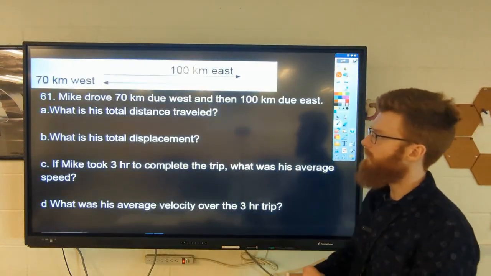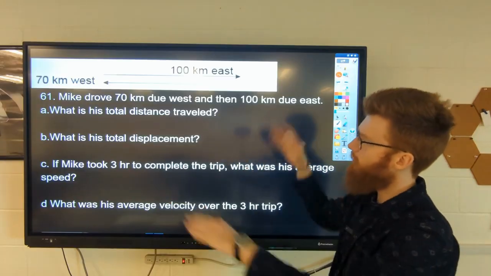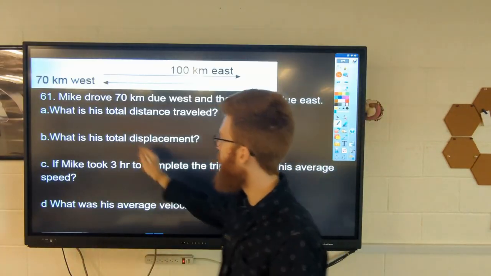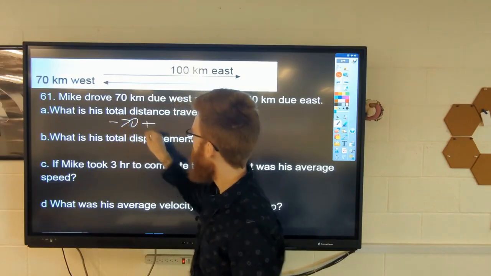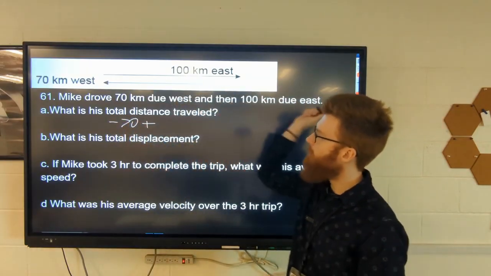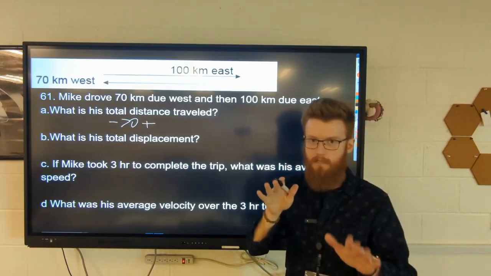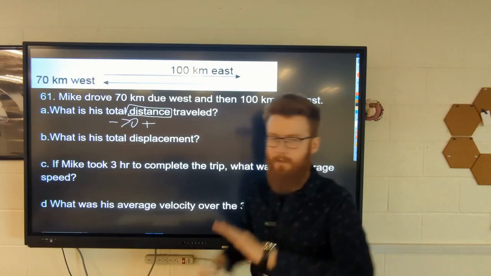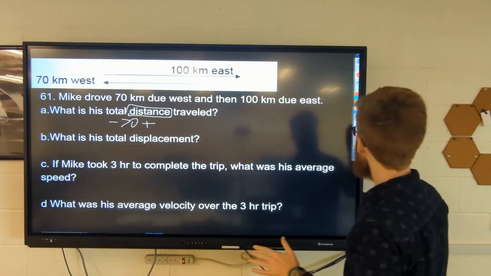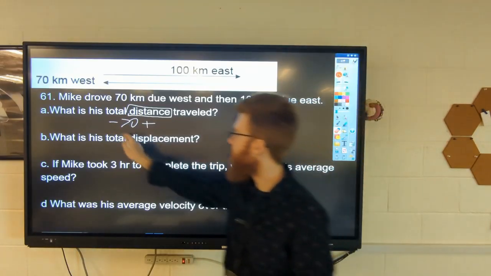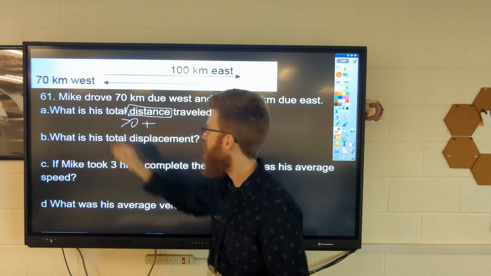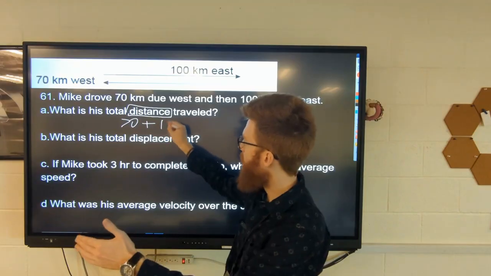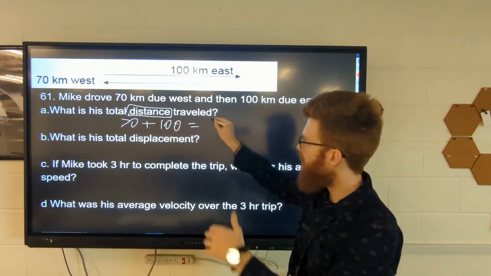All right, 61. What is the total distance traveled? They've given us what he did. He drove 70 kilometers west, which we generally say is the negative direction. So I'm going to put that as a negative 70 and add that to 100 kilometers east. But hold up, almost made a mistake. This is just looking for distance. I don't need to worry about direction, so I certainly should not have any negatives. He simply drove 70 kilometers, then he drove 100 kilometers. Add those together, we got 170.